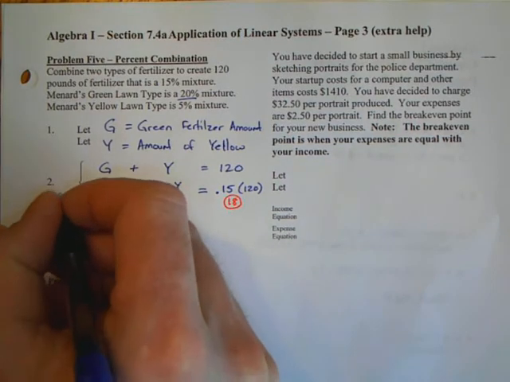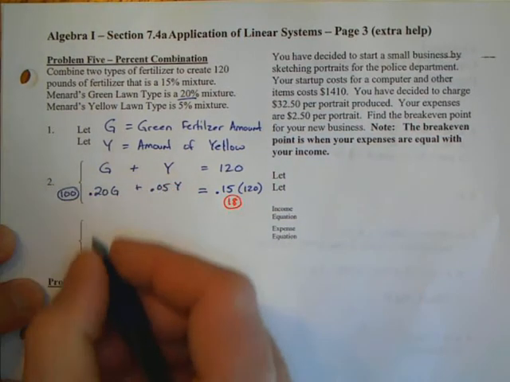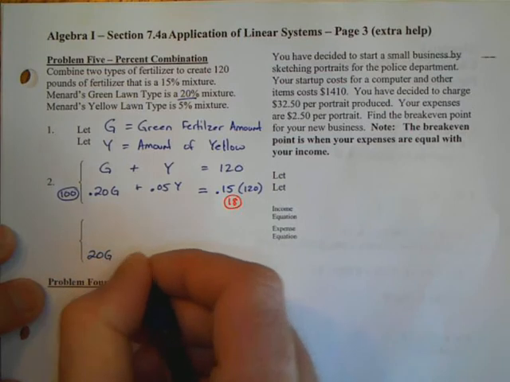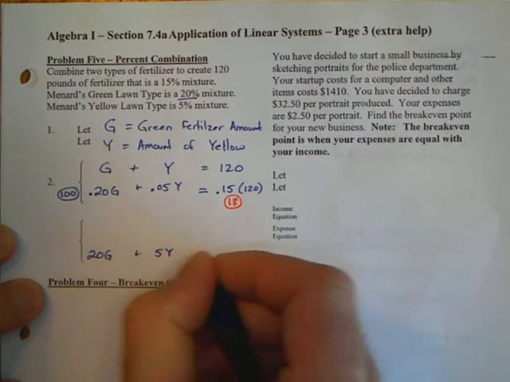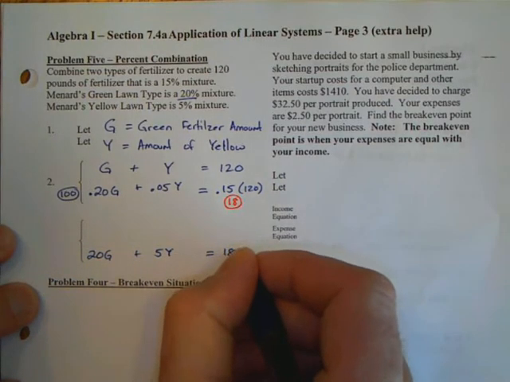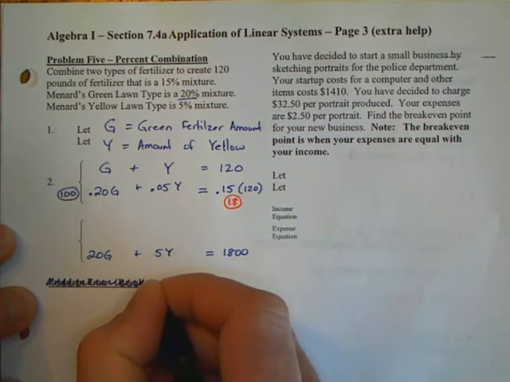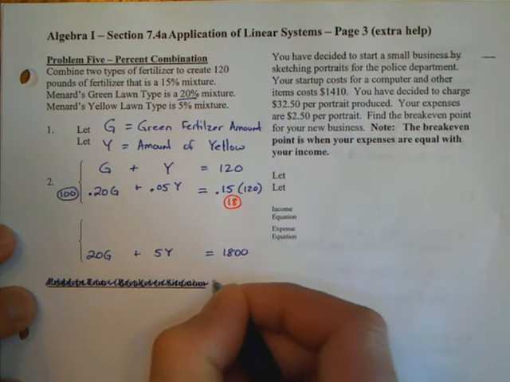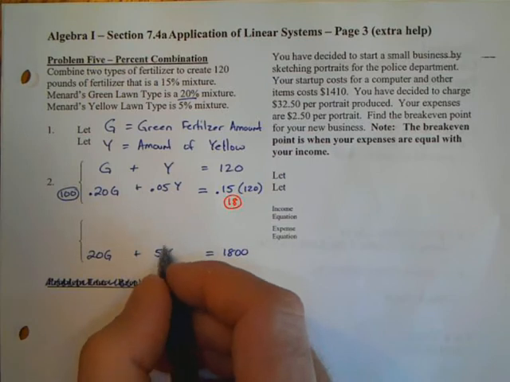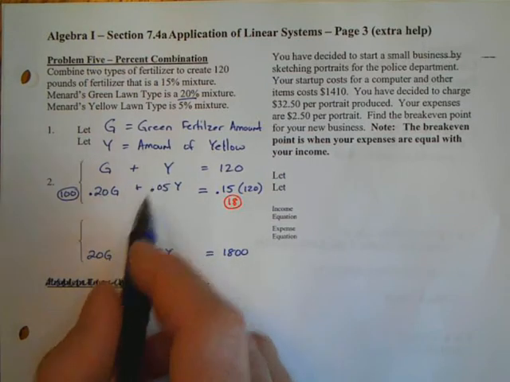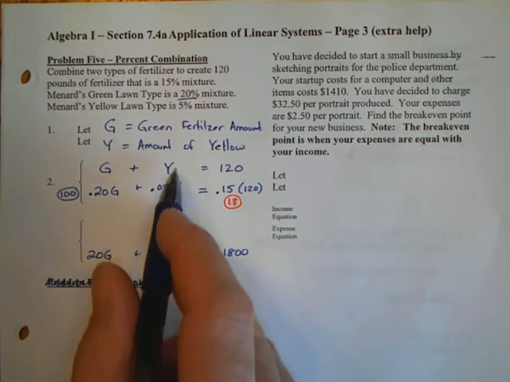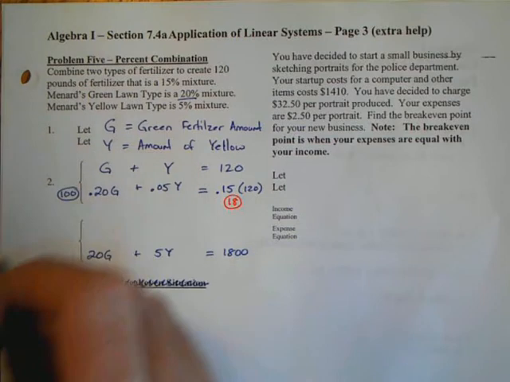Now I need to try to drop out my decimals by multiplying by 100. That gives me 20G plus 5Y equals 1800. Remembering that you're going to multiply the 18 also by the 100. Now I'm going to drop out my Y's. When I compare 20G and 5Y, I'm choosing the Y's to drop out.